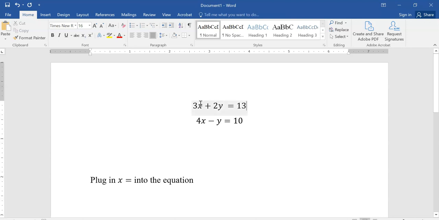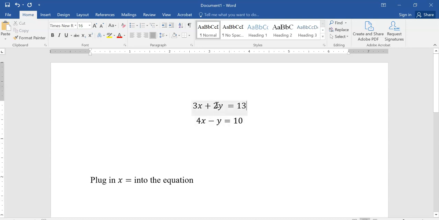Now, first step, things are lined up. The x's are lined up, the y's are lined up, the equal signs are lined up, the constant numbers are lined up. So everything's lined up. That's a good thing for the elimination method. However, we don't have opposite numbers on coefficients of the x. Notice coefficients of the x are 3 and 4. If you add those up, you get 7. That doesn't eliminate.